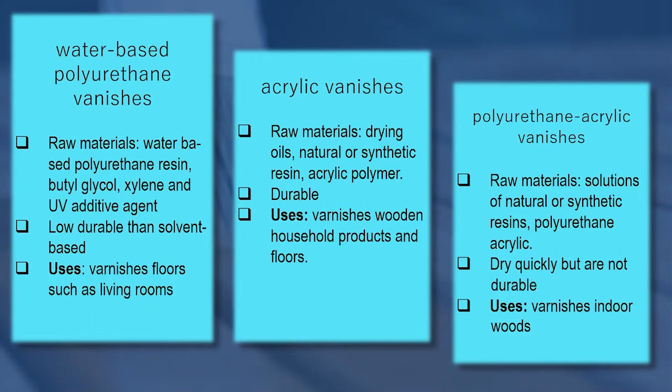Then the acrylic varnish. It is a cheap substance that creates transparent coatings without changing the color of the wood. The raw materials used are drying oils, natural or synthetic resin, or an acrylic polymer. It is a durable coating and used to varnish wooden household products and floors. And lastly is the polyurethane acrylic varnish. The raw materials are a solution of natural or synthetic resins and polyurethane acrylic. The varnish dries quickly but is not a durable coating. It is used to varnish indoor woods. So next slide.